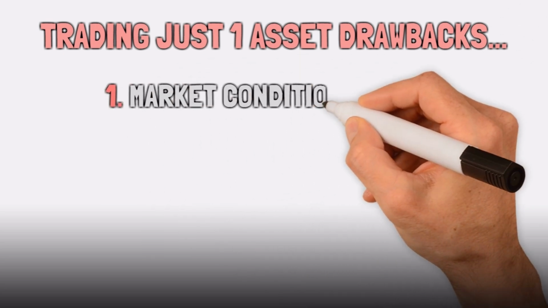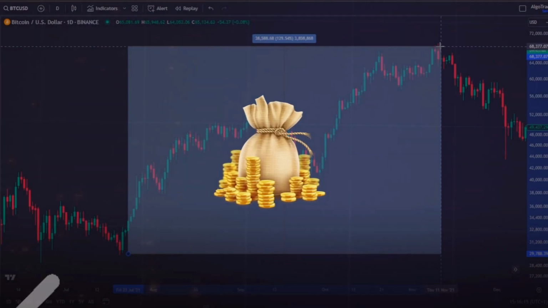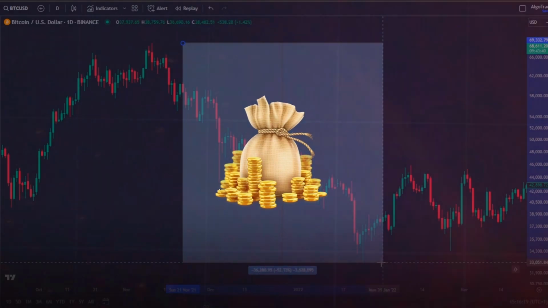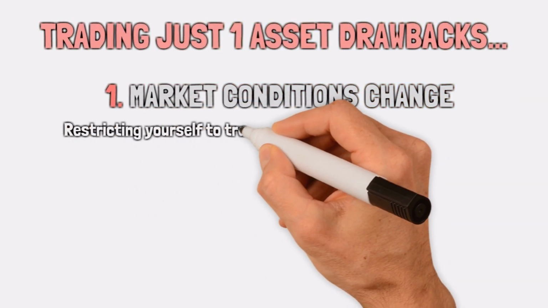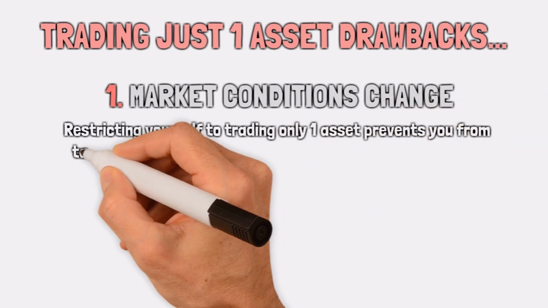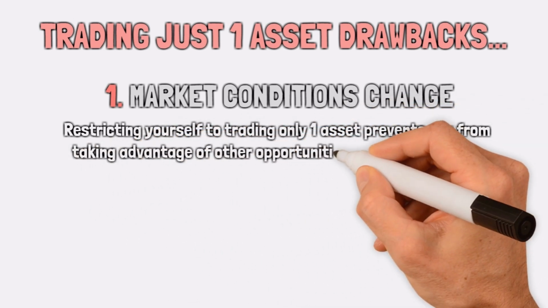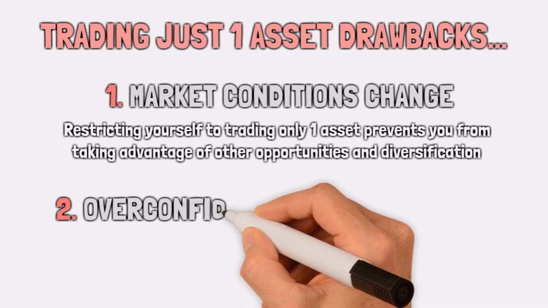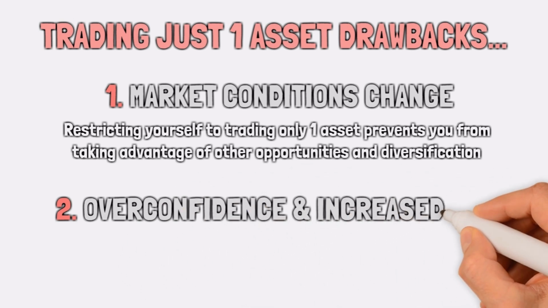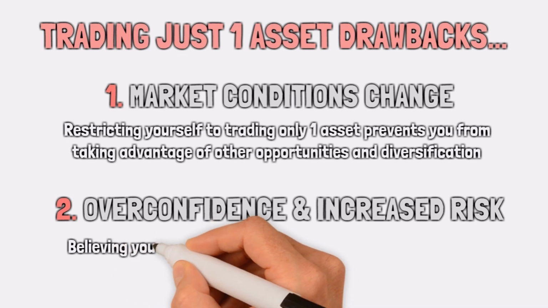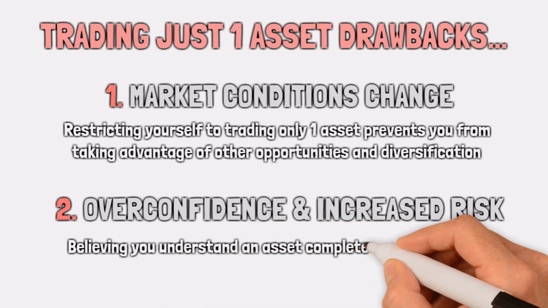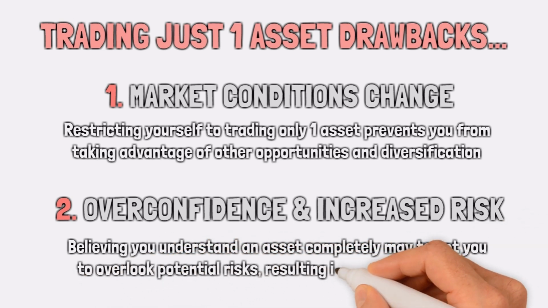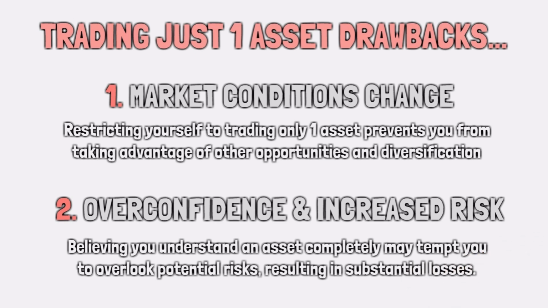First, market conditions change. An asset that performs well in one type of market condition may not do as well in another. So, restricting yourself to just one asset means missing out on opportunities and diversification that could balance your trading performance. Second, trading a single asset can lead to overconfidence and increase the risk. Believing you know an asset's performance perfectly might draw you to take larger positions or ignore warning signs, leading to significant losses when the asset behaves unpredictably.